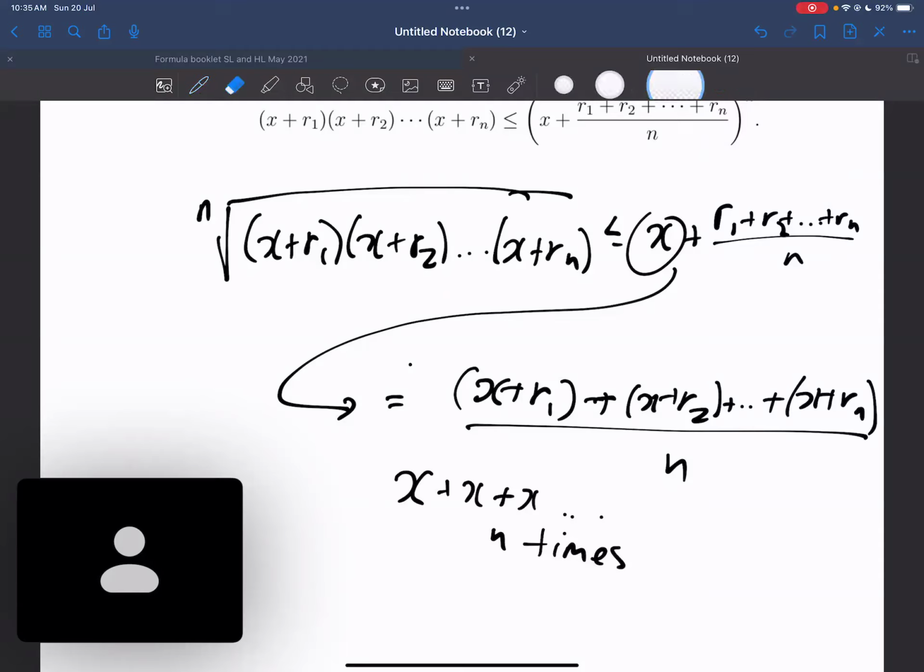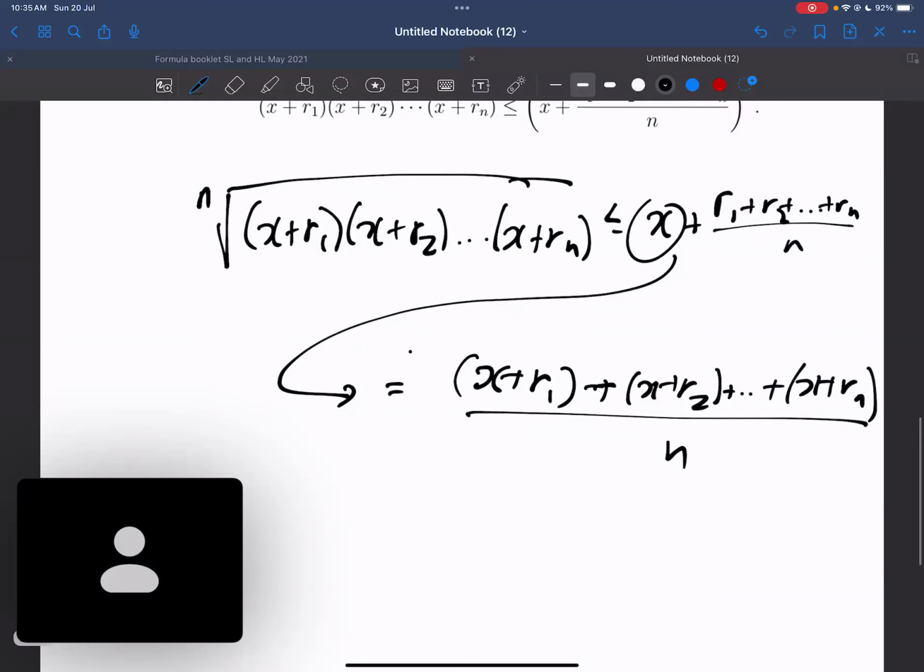So essentially, what you have is xn divided by n, which just gives you x. So it's the same thing. So now you've written it out like that, so you can perform AMGM on it, right? So now you have n terms, like 1, 2, all the way to the nth term.